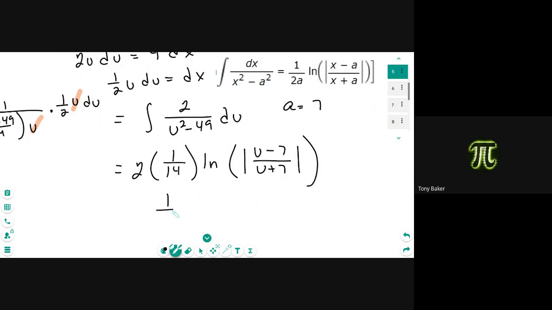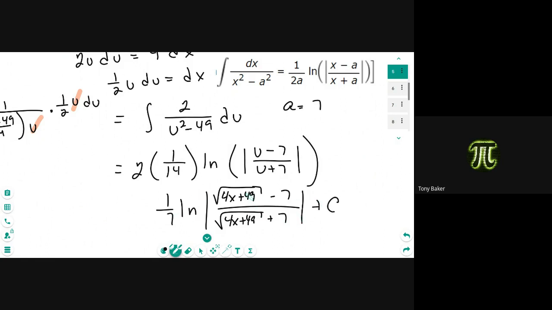Now we plug that back in. So 1/7 ln of the square root of 4x plus 49 minus 7, over the square root of 4x plus 49 plus 7, plus c.